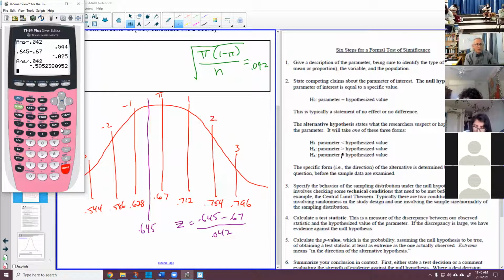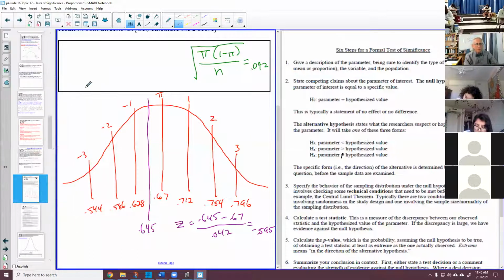I was going to take the square root. I don't want to do that. So my test statistic is, let's call it negative 0.595. Is everybody okay with that? And that makes sense. It's between 0 and -1. Are we okay with that?